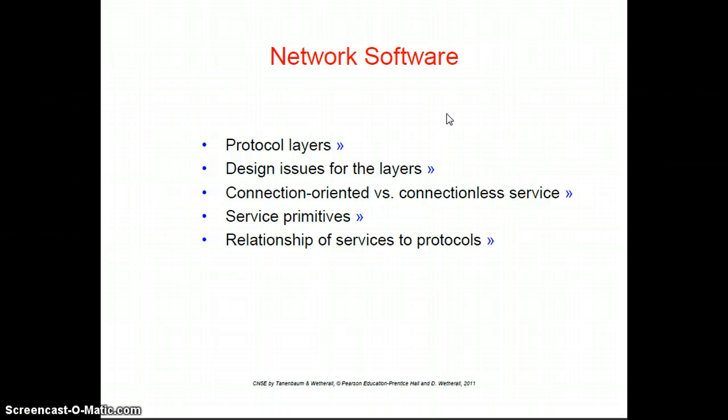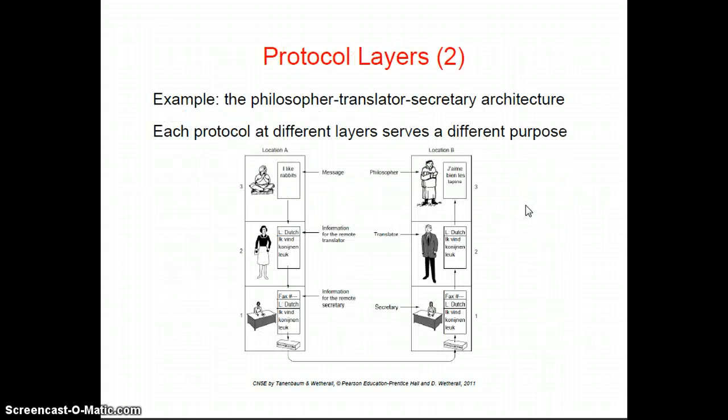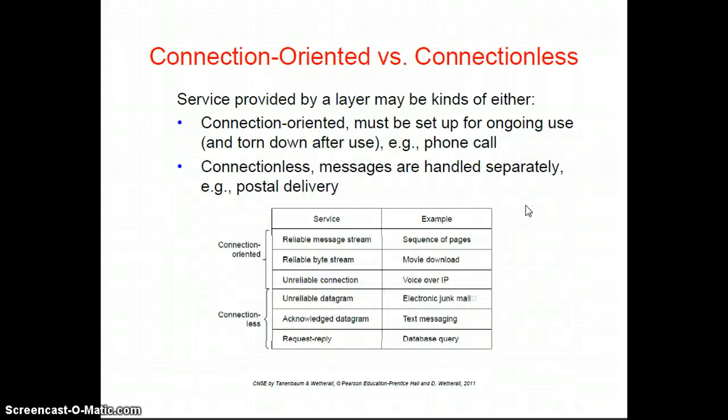When we talk about network software, it relates to the protocols used for network connectivity. Then we will go with connection oriented and connectionless oriented, which is about how to establish a connection. The service provided by a layer may be connection oriented, which must be set up for ongoing use and torn down after use. For example, a phone call. Connection oriented means you have to establish the connection between the source and destination before you start to transmit and receive.